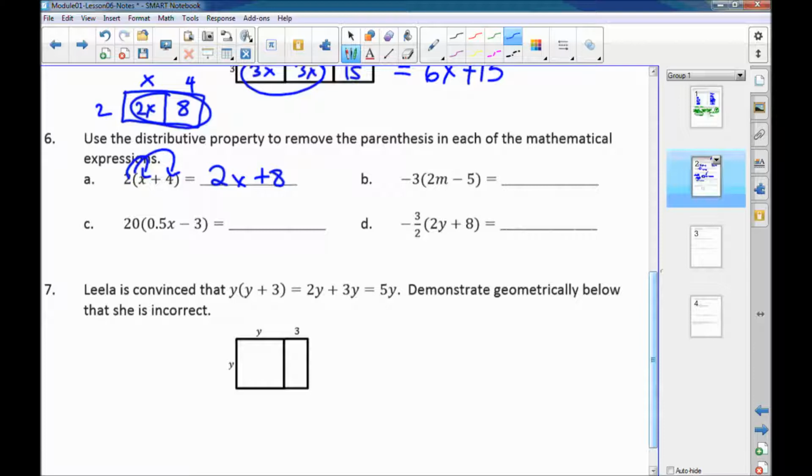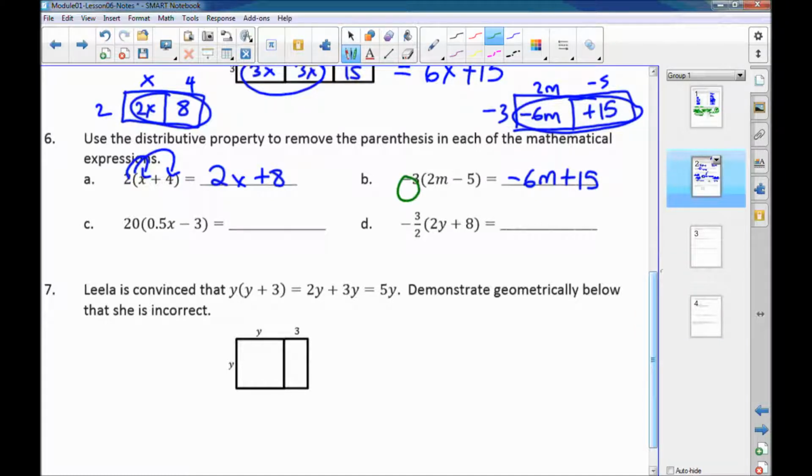Okay, so for part B, I'm going to show it geometrically first. And then we'll go back and show it with the distributive property hopping over the fence. So negative 3 times 2m will give us negative 6m. And negative 3 times negative 5 will give us positive 15. We know the inside is our answer, so this is going to say negative 6m plus 15. Okay, you could get that same answer by taking the negative 3 and timesing it to that term and to that term. Okay, and remember, negative times a negative will give us a positive.